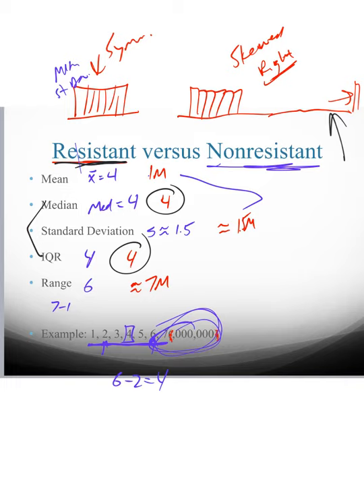Now, range is a weird one. Range is also non-resistant. But range is just so easy to find that we tend to use it often. That's something to keep in mind, that range goes along with standard deviation and mean as non-resistant values, meaning they can't resist the temptation of outliers, whereas median and IQR can. And that will affect what statistics we use when we start to analyze a data set moving forward.